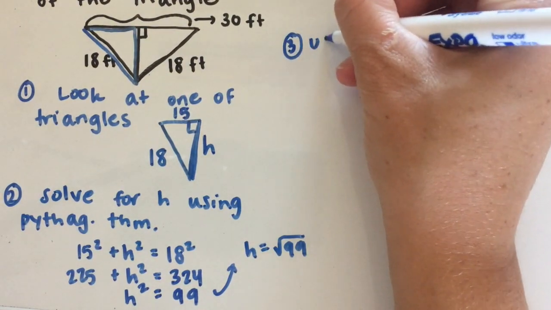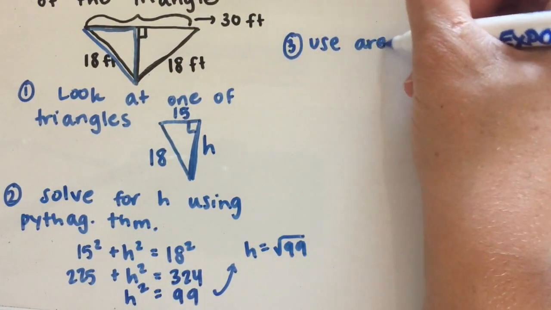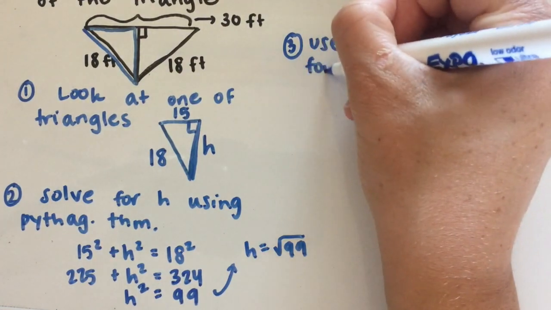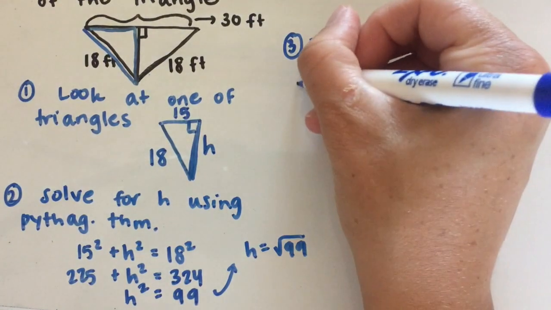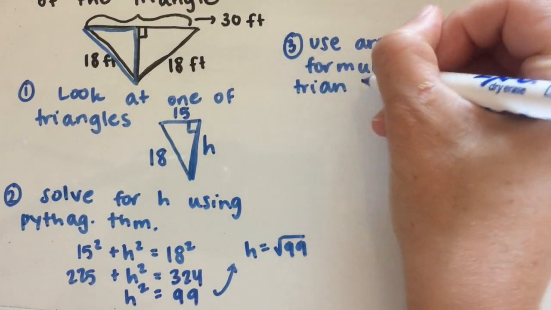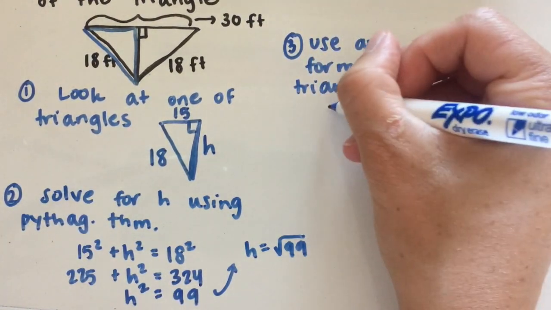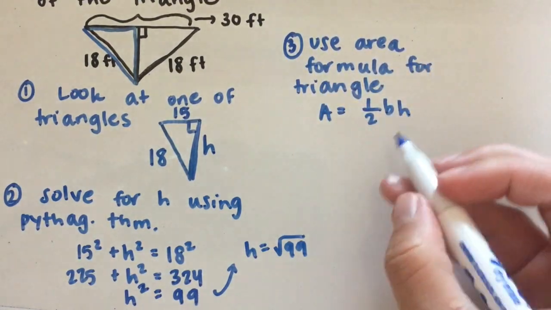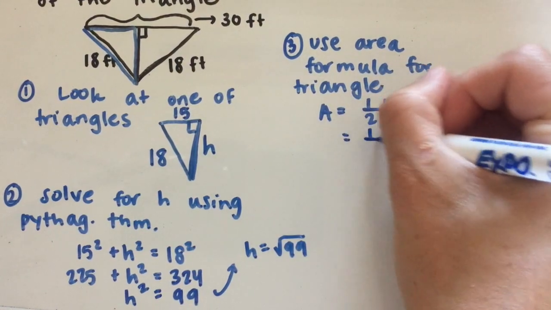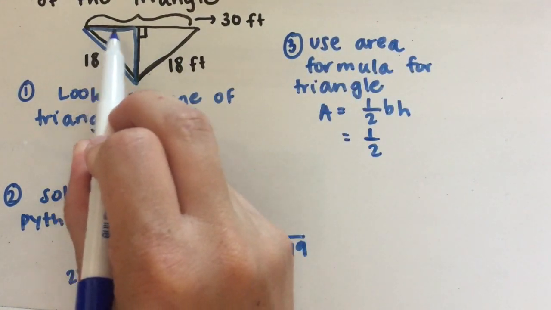And now the last step, we want to apply the area formula of a triangle, which is 1/2 times base times height. So we know our base, which is given, and that's 30. And the height we just solved for is the square root of 99.